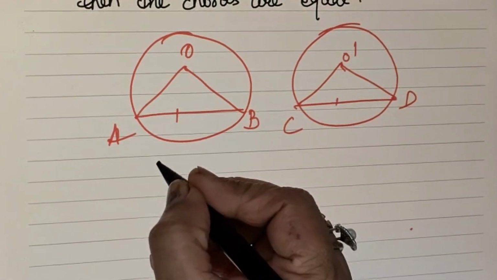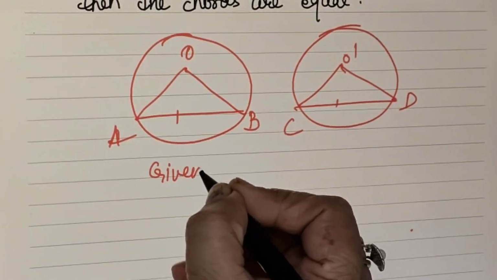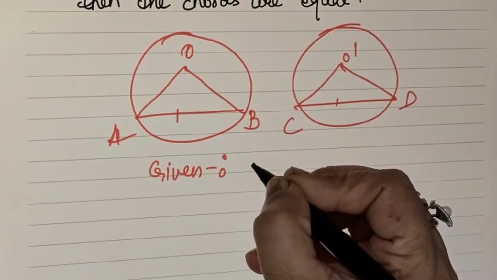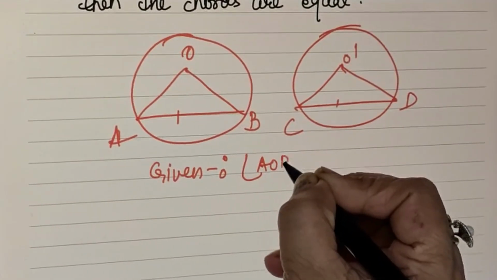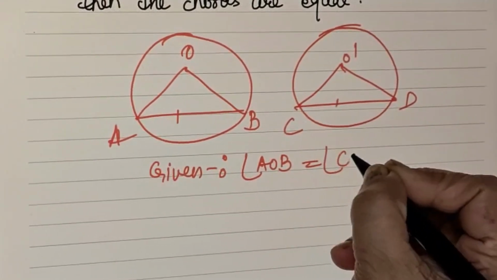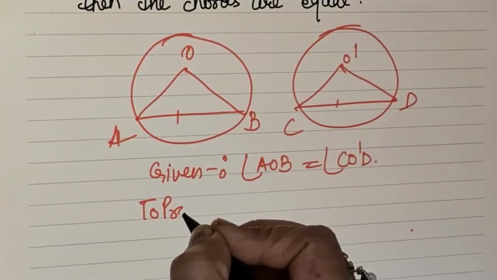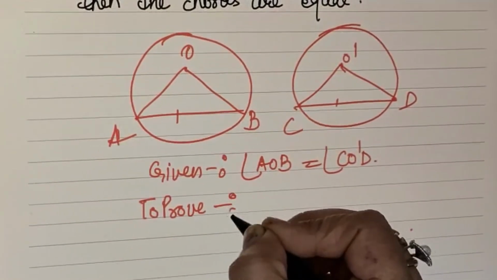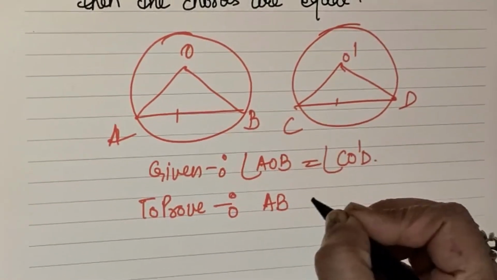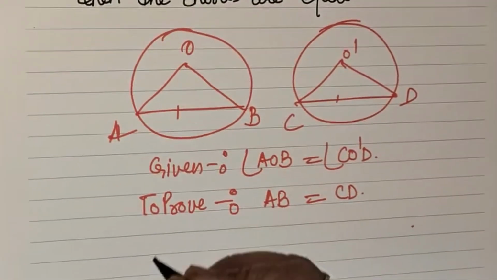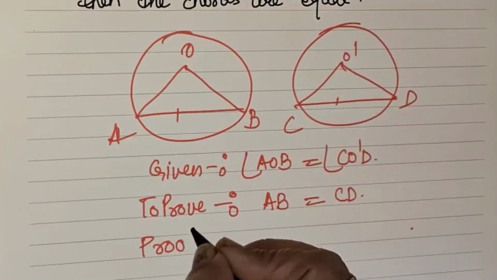Now I am going to start. Given condition: angle AOB is equal to angle COD. To prove: AB and CD are equal. Going to start with the proof.